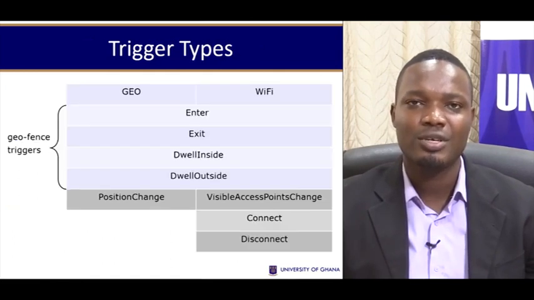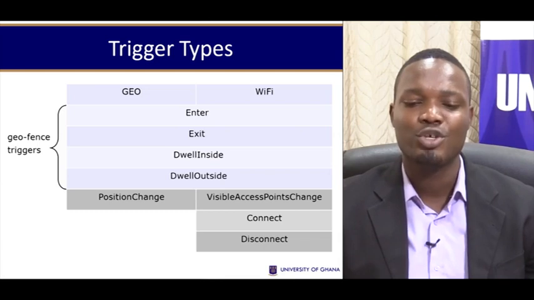So these are the various trigger types that you can have. For Geo, we can tell when the user enters a particular area. For Wi-Fi, we can also tell if the user enters, or we can track when the user enters. For Geo and Wi-Fi, we can track when they exit. We have dwell inside, that's when they remain in a particular area.